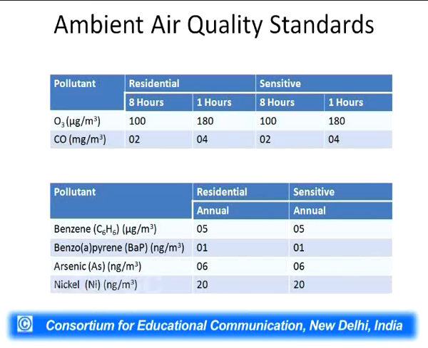As far as organic pollutants and some metallic pollutants are concerned, they have also prescribed limits. Benzene shouldn't be more than 5 microgram per meter cube in residential as well as sensitive area. These have the annual average basis. Similarly, one of the important PAHs, benzo(a)pyrene, shouldn't be more than 1 nanogram per meter cube in residential as well as sensitive area on annual average basis. Similarly, arsenic shouldn't be more than 6 nanogram per meter cube in residential and sensitive area, while nickel shouldn't be more than 20 microgram per meter cube in residential and sensitive area.